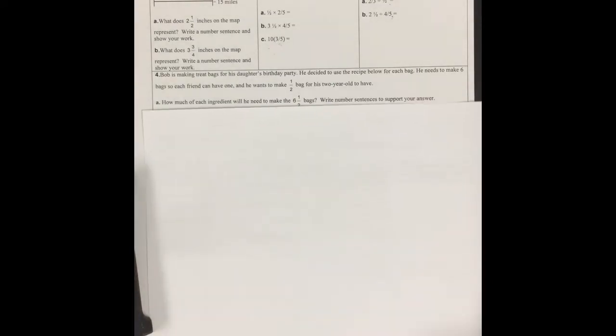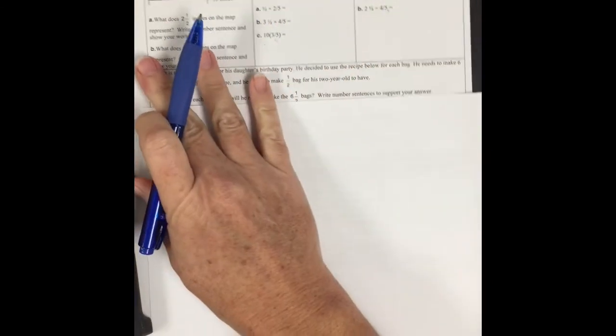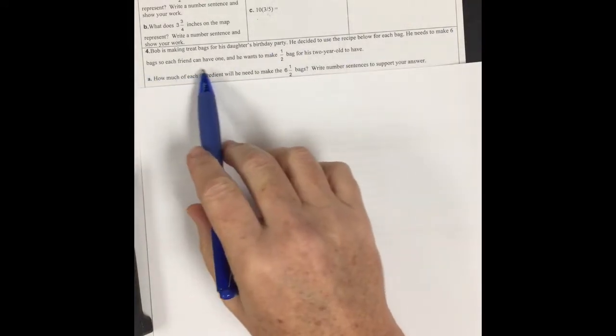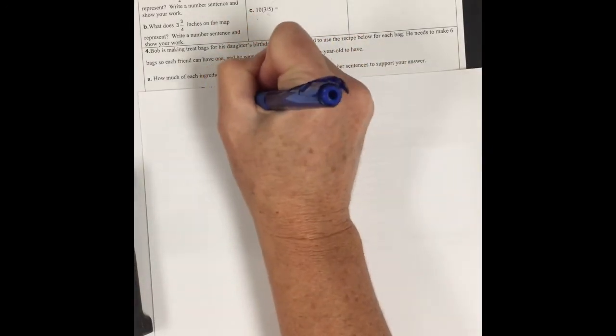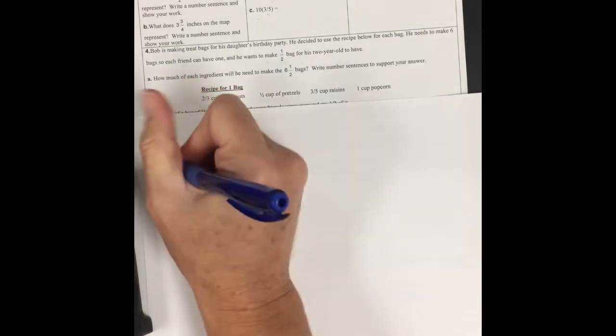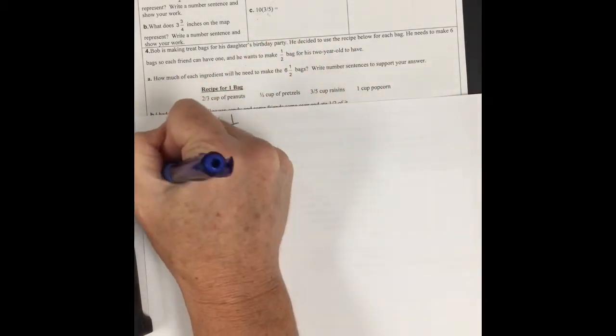All right, we're going to move forward to 4. Bob is making a treat bag for his daughter's birthday party. He decided to use the recipe below for each bag. He needs to make 6 bags so each friend can have one, and he wants to make a half of a bag for his 2-year-old brother to have. So we have a total of 6.5 bags that we're trying to make. How much of each ingredient will he need to make 6.5 bags? Write number sentences to support your answers. Okay, so let's look at peanuts.